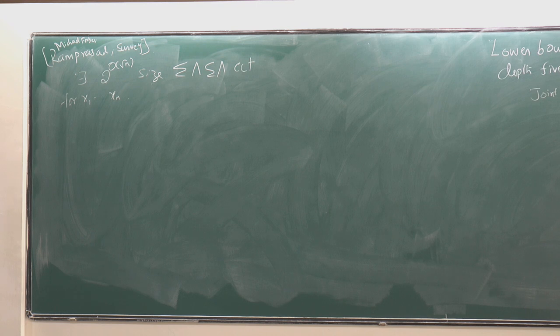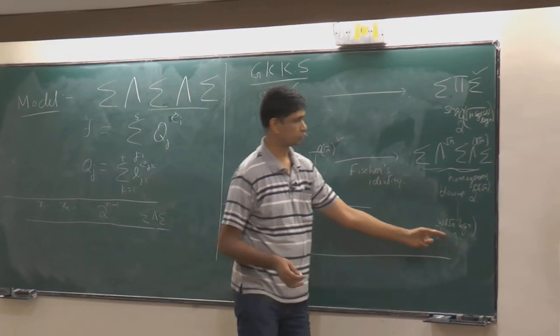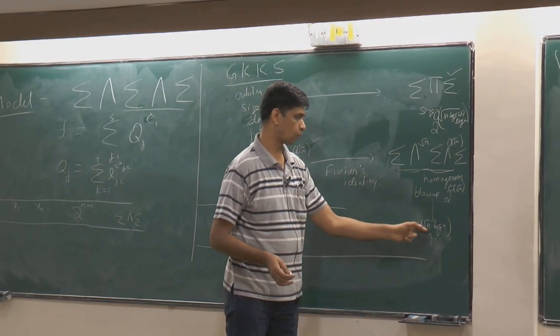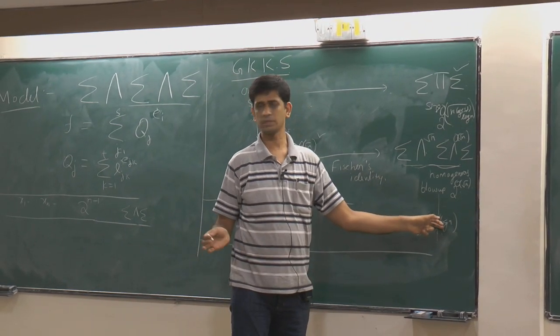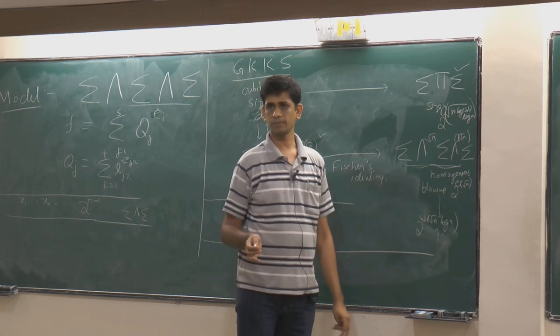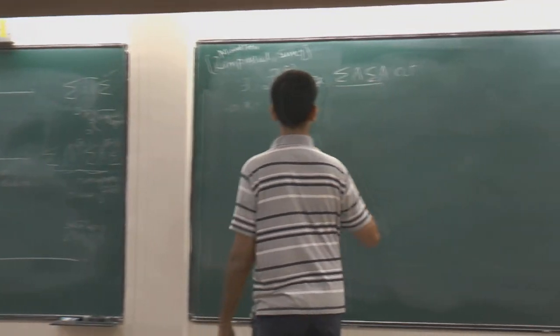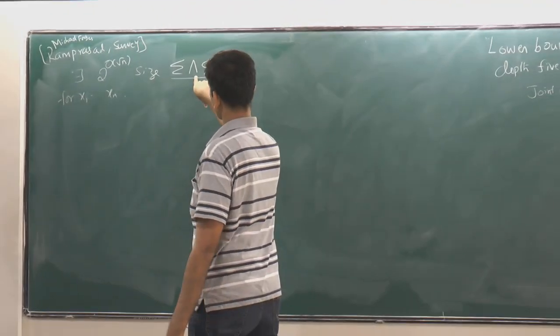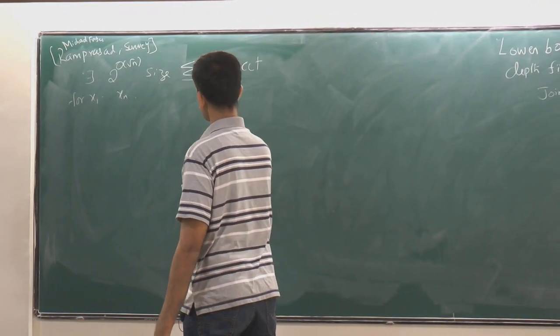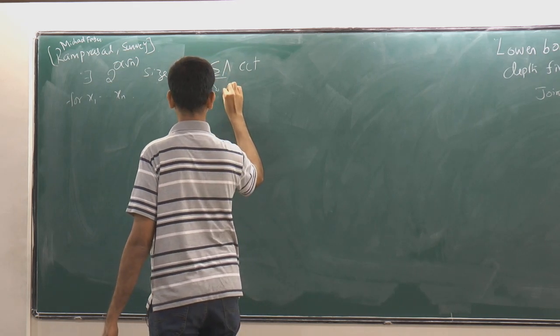So in other words, we cannot hope for 2 to the omega of root n lower, let alone 2 to the omega of n lower bound against the depth 5 circuits. We cannot even hope for 2 to the little omega of root n lower bounds against this model. However, there is one caveat here. The depth 4 powering circuit that is obtained is in fact not homogeneous.